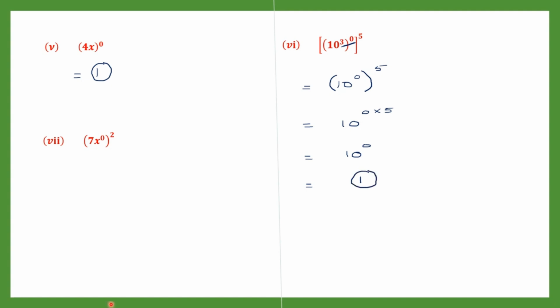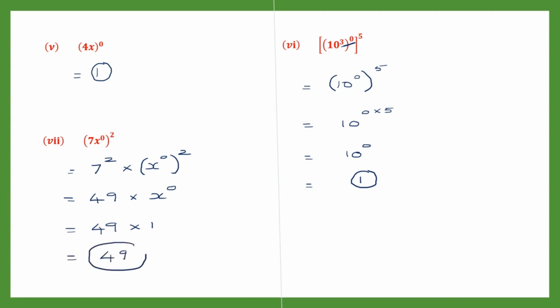Question 7. So here we have 7x to the power of 0 into 2. So that means 7 is raised to the power of 2, and x, which is raised to the power of 0, is now raised to the power of 2. So this is 7 raised to the power of 2 into x, which is raised to the power of 0, is again raised to the power of 2. So 7 sevens are 49 into x to the power of 0 into 2 is 0. So this is 49 into 1. 49 into 1 is 49. So this is our answer.